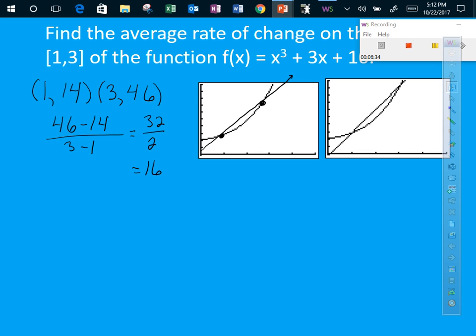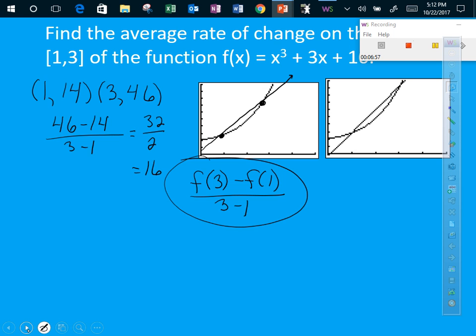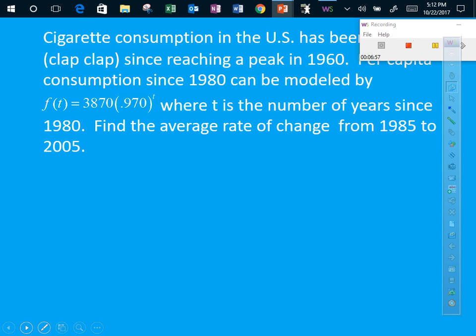Like I said, I'm going to get away from this here pretty quick, guys. Mathematically, it also looks like this. F of 3 minus f of 1 over 3 minus 1. My y value when I plug in 3 minus my y value when I plug in 1 divided by 3 minus 1. So really from here on out, I'm going to start writing it that way. Here comes our next one.